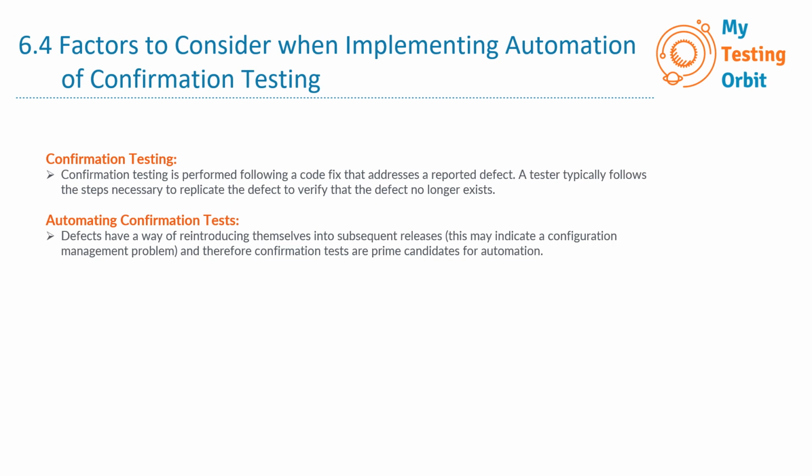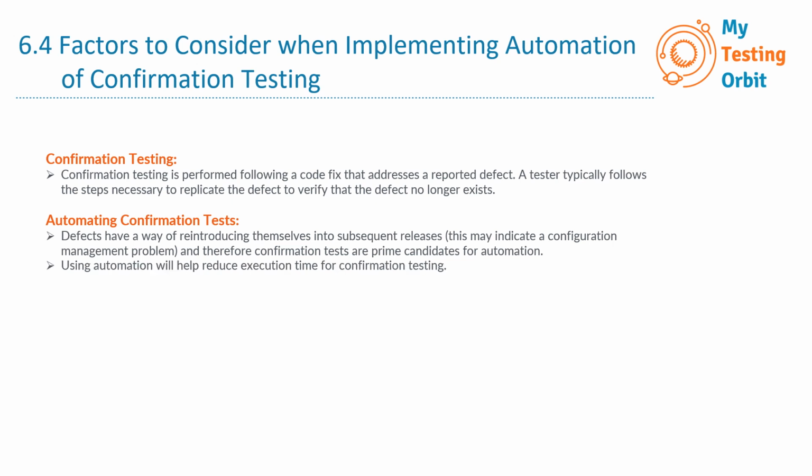So that's where automated confirmation tests come in. They are like the perfect fit for checking these fixes automatically. They help to make sure that when a problem is solved, it stays solved in future versions as well, stopping those annoying issues from coming back again and again.